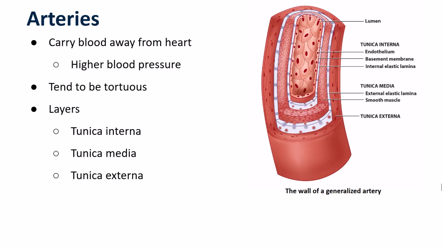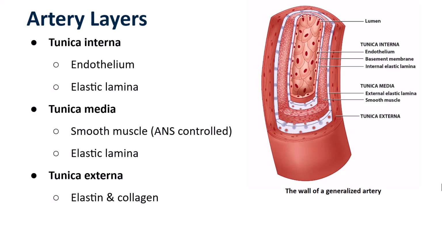There are three basic layers of any vessel. We call them tunicas, or tunics as coats. There's the tunica interna, which is the innermost layer, the tunica media, and the tunica externa. So let's take a look at these in a little greater detail. We'll start with the inside of the artery and work our way outward.